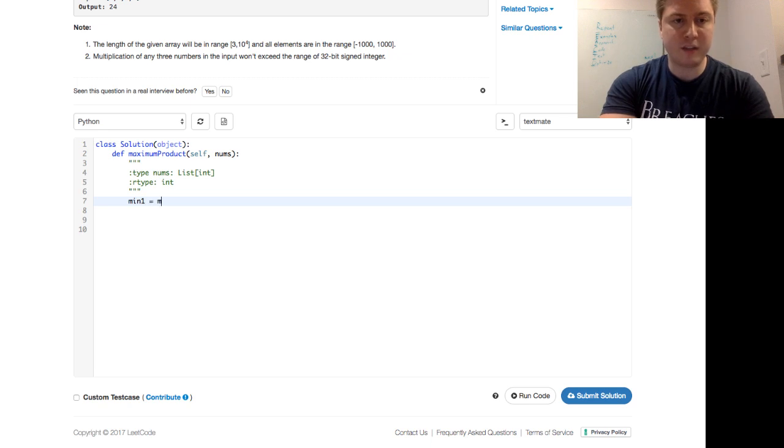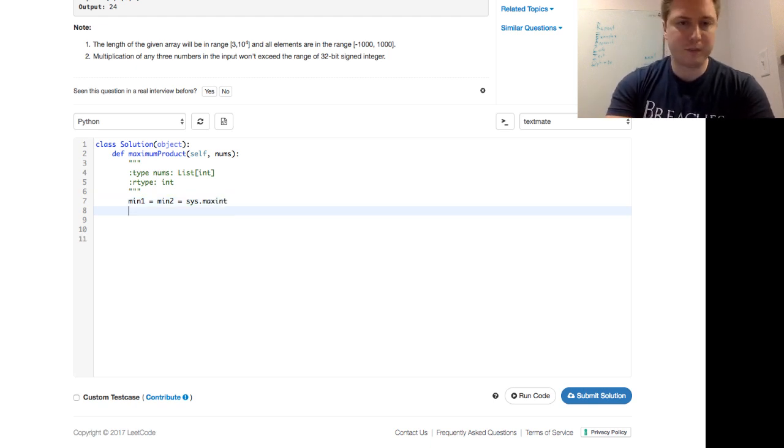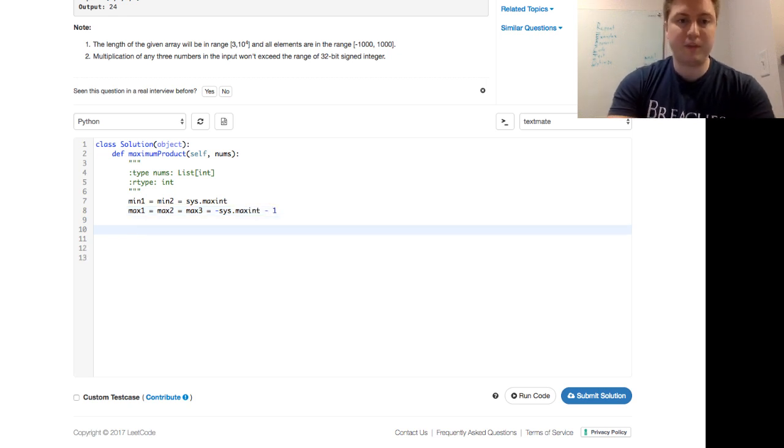So min 1 is going to be the same as min 2, and that's going to be the largest number that we can show for the purposes of this. It's just a max int, so it's like 2 to the 32, I think. And then max 1 is similar. Not quite that. But I'm going to keep on going for the time being. Max 1, the first largest, and the second largest, and the third largest, is going to be the negative of system max int minus 1. So the minimums are the biggest numbers, and the maximums are the smallest numbers, so those are going to be overwritten very, very quickly.